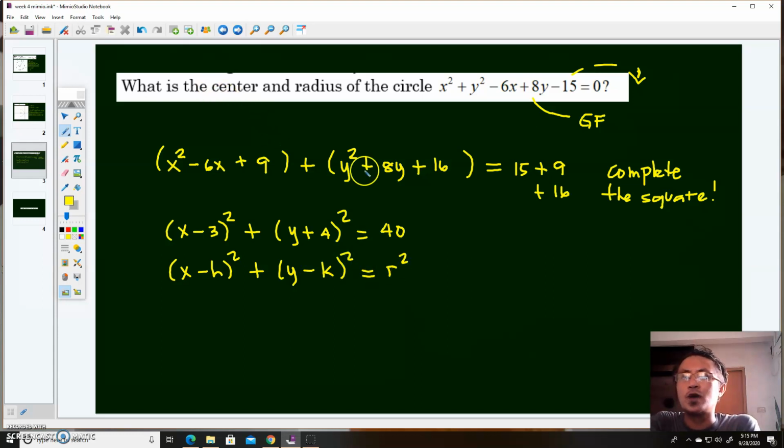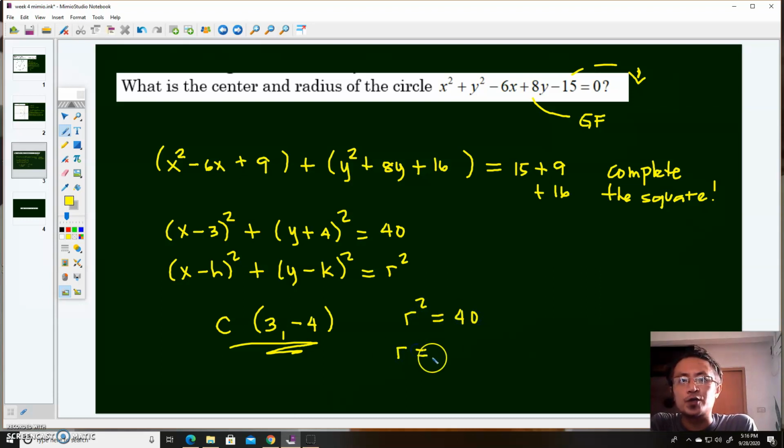So the center, to answer the question, the center of the circle is minus 3, minus h, so h must be 3. Now here, minus k, y plus 4, y minus k, y plus 4. So k must be negative 4. If you check, minus k, minus negative 4, will be plus 4. Now, r squared is 40, so the radius is of course the square root. Square root of 40, simplify, we know that 40 is 4 times 10, that would be 2 square root of 10. So this is the radius and the center of that circle, which is given to us in general form.